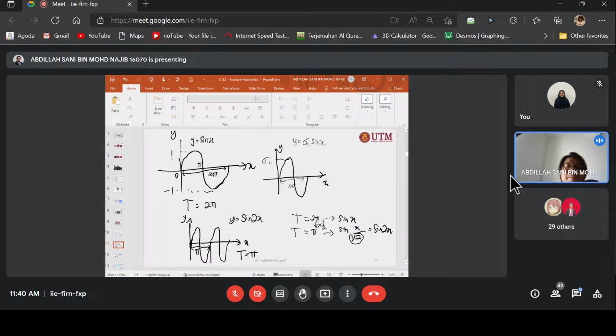So what if I want to put just lambda? One lambda is just the wavelength. So what should I do if I want to convert 2 pi to lambda? I would just multiply it with lambda over 2 pi, so it will become lambda, right?